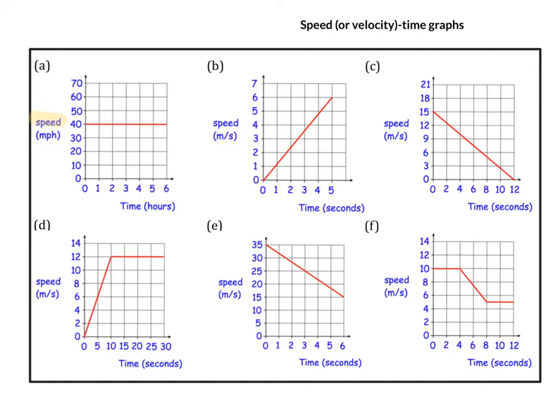So this one, you can see that as time is increasing, the speed is exactly the same. So this one here is actually a constant speed. We're constantly going at 40 miles per hour for 6 hours. Now if we look at part B, this one, the speed is increasing and it's constantly increasing as the time goes on. So another word for increasing speed is acceleration.